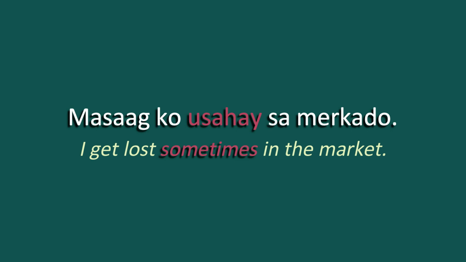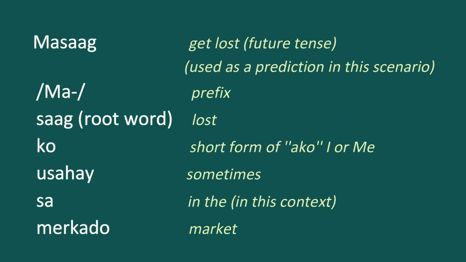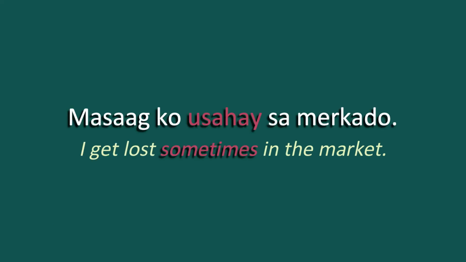So breaking that sentence down, we have Masaag means get lost, and it comes from the root word saag, which means lost. The prefix used is ma, which makes it a future tense, but we use the masaag here as a prediction. Ko is again the short form for ako, meaning I or me. Usahay is the word for sometimes. Sa is in the, and merkado means market. So when we put that sentence together, we get Masaag ko usahay sa merkado. I get lost sometimes in the market.